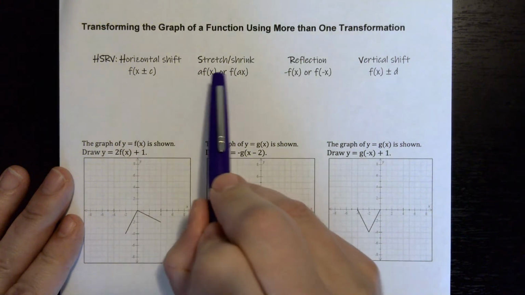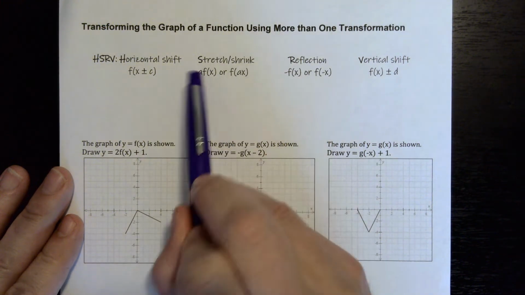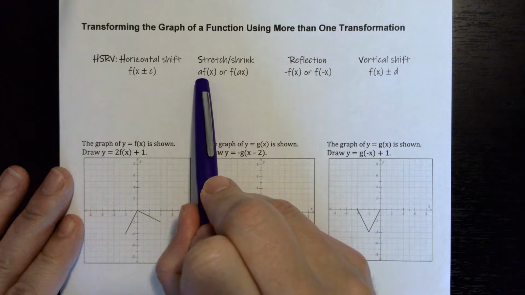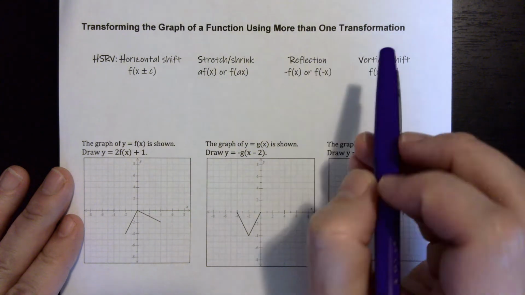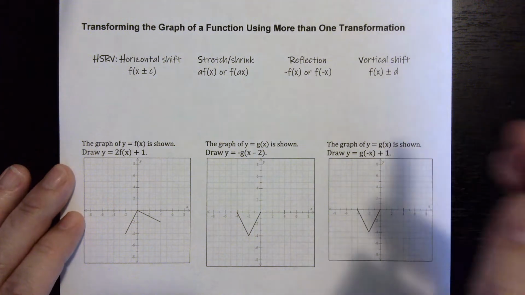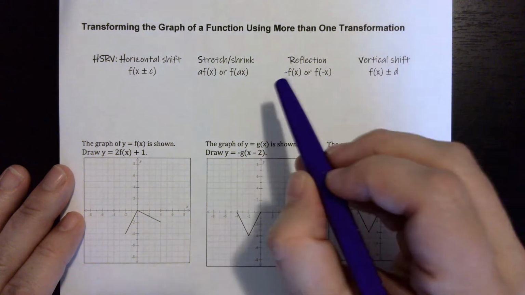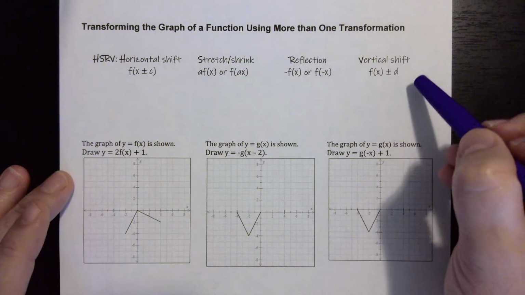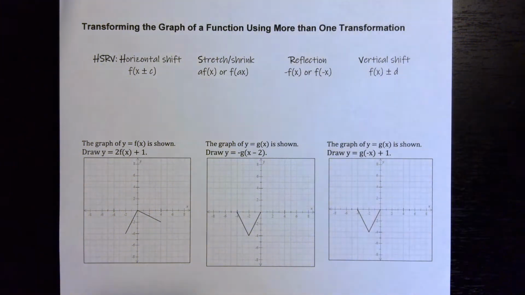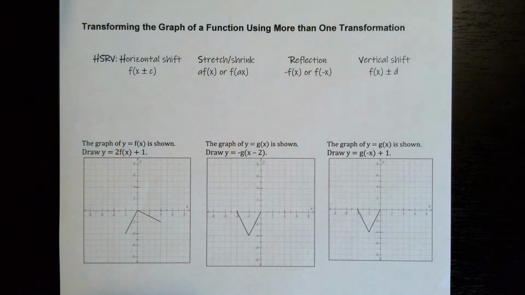The second thing you look at is any kind of stretch or shrink, like a number being on the outside or on the inside with the x. A reflection, so you can have either an x-axis or a y-axis reflection, depending. And a vertical shift, which means that's when the number outside of the function is being added or subtracted.